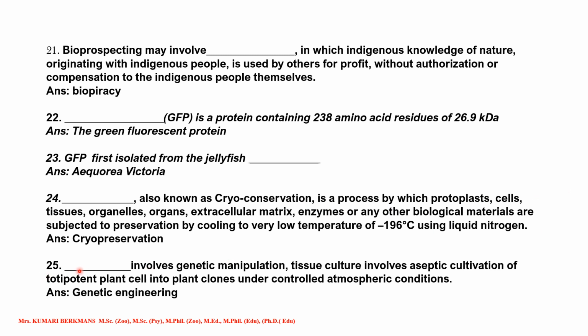Next one, 25th one, dash involves genetic manipulation. Tissue culture involves aseptic cultivation of totipotent plant cell into plant clones under controlled atmospheric conditions. That is called genetic engineering. So what is genetic engineering? Genetic engineering involves genetic manipulation. Tissue culture involves aseptic cultivation of totipotent cell into plant clones under controlled atmospheric conditions.